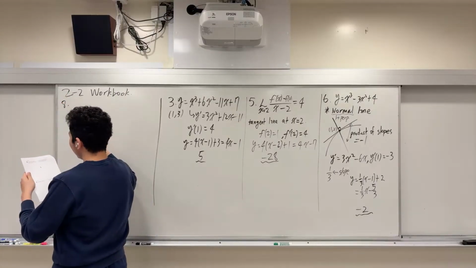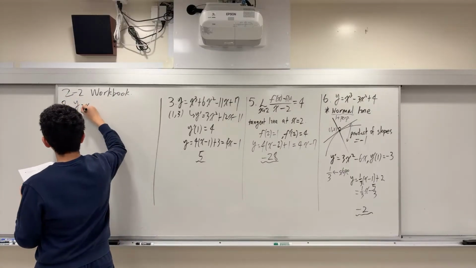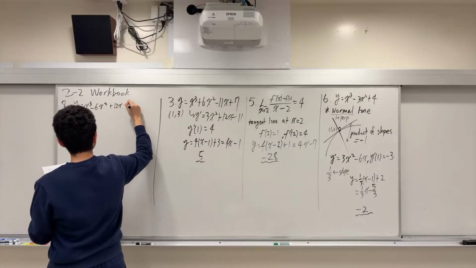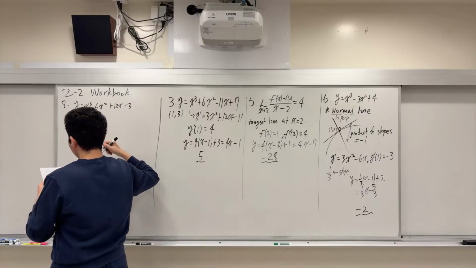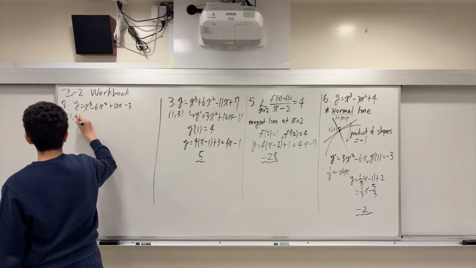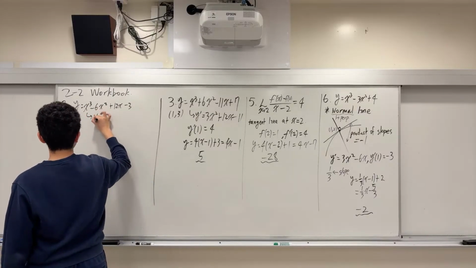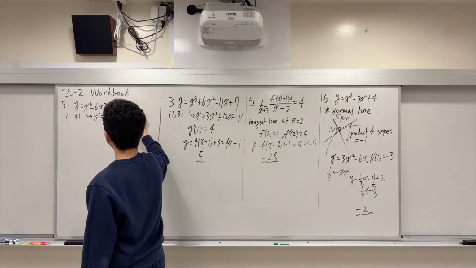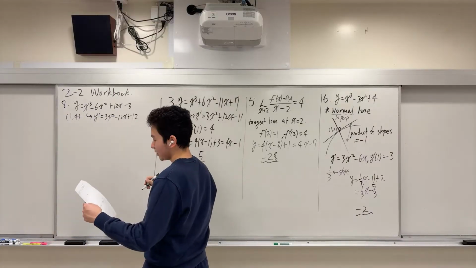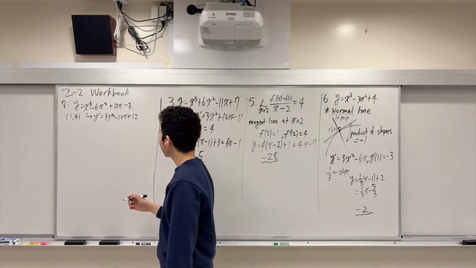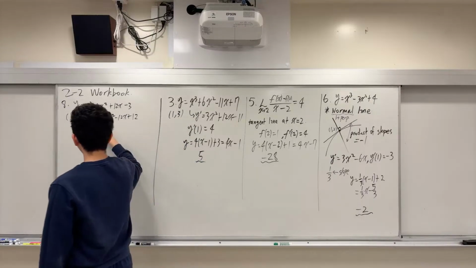Okay, the tangent line on the curve y equals x cubed minus 6x squared plus 12x minus 3 intersects the curve again at another point. So let's find the tangent line at (1, 4) first. We can say y prime equals 3x squared minus 12x plus 12, and plugging in x equals 1, we get 3 minus 12 plus 12, which equals 3.